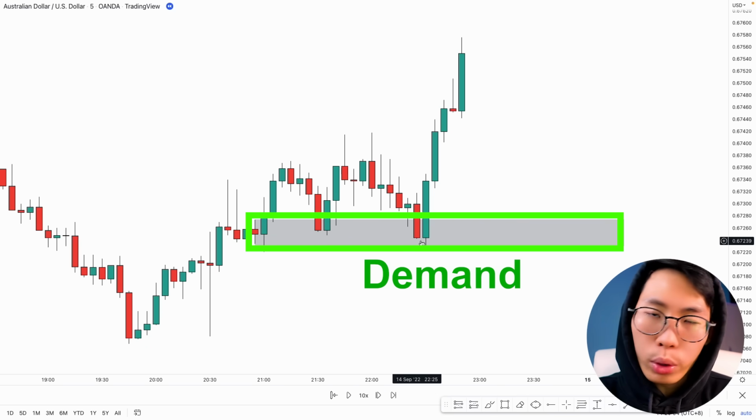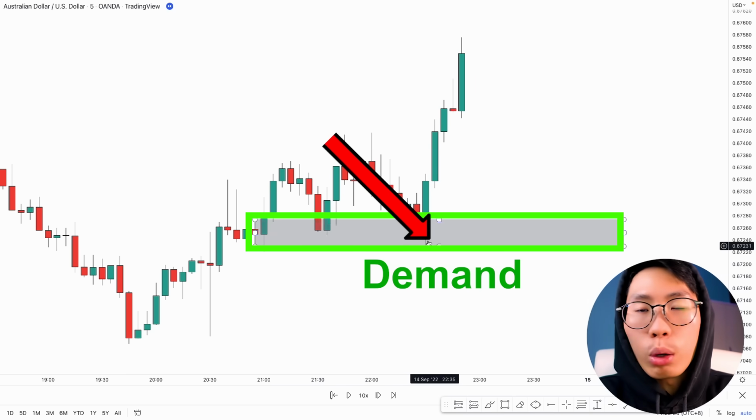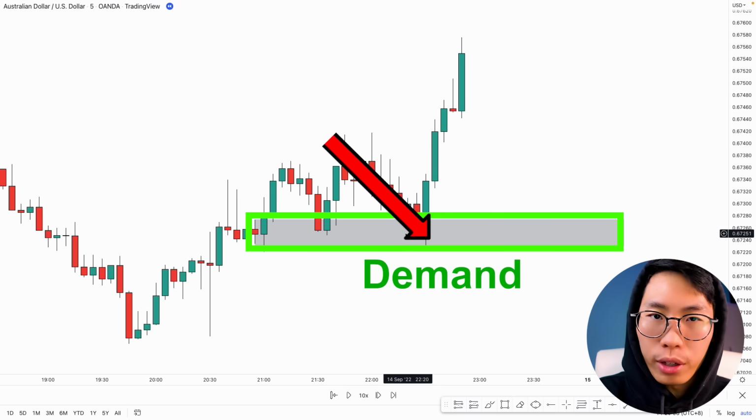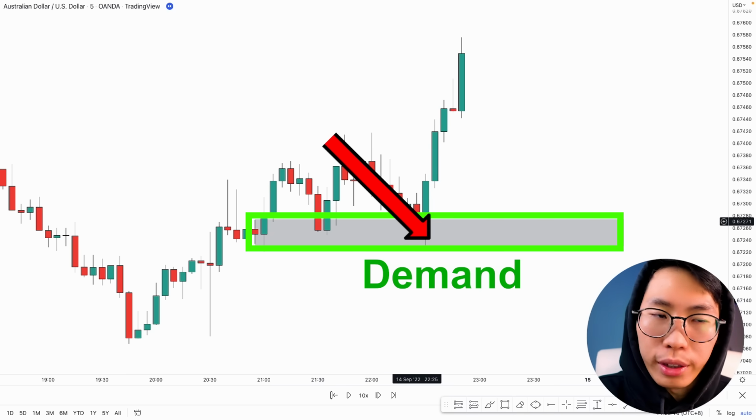So right now what we want to do is to wait for price to come back down to this area and then enter for a buy. But price already did that, right?